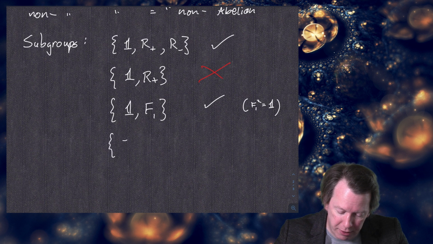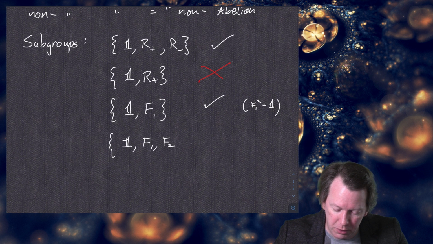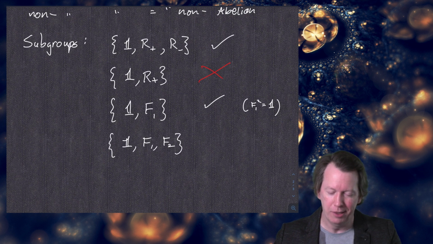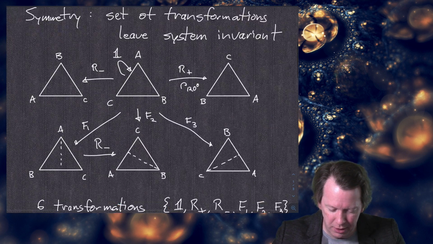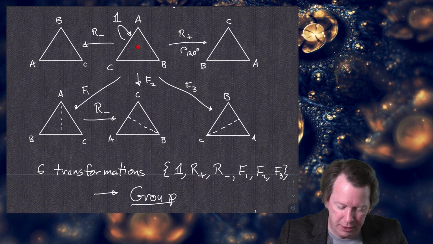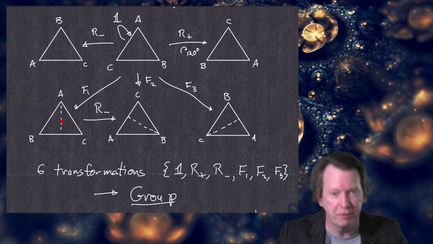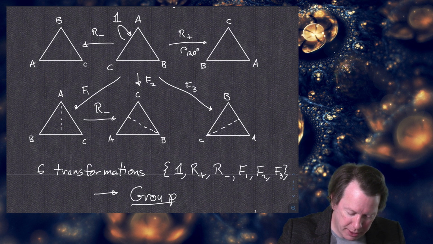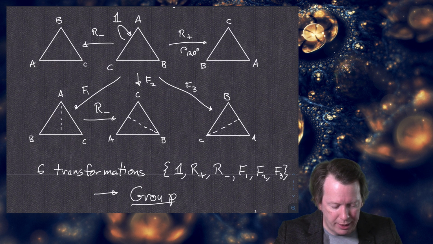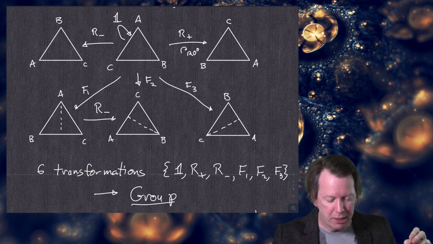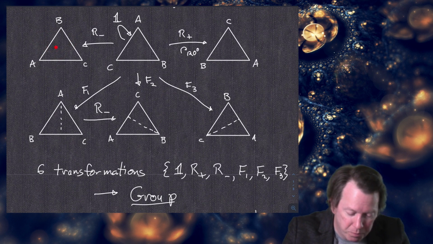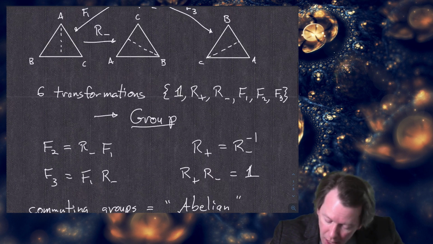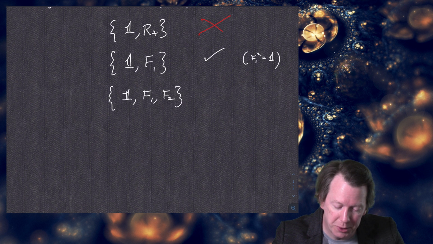Whereas, if you try to complicate your life, what if you said 1, f1, and f2? Okay, so you have two different flips. Where does that get you? Well, you start here. Here's nothing. Here's f1. I flipped around the vertical axis. If I do f2, that's going to flip around the axis going this way. So it's going to flip a and b. So I'm going to get b at the top, a at the bottom left, c at the bottom right, which gets me here, which is the r minus element, which is not in the group that I just wrote down. So this is not a good subgroup.